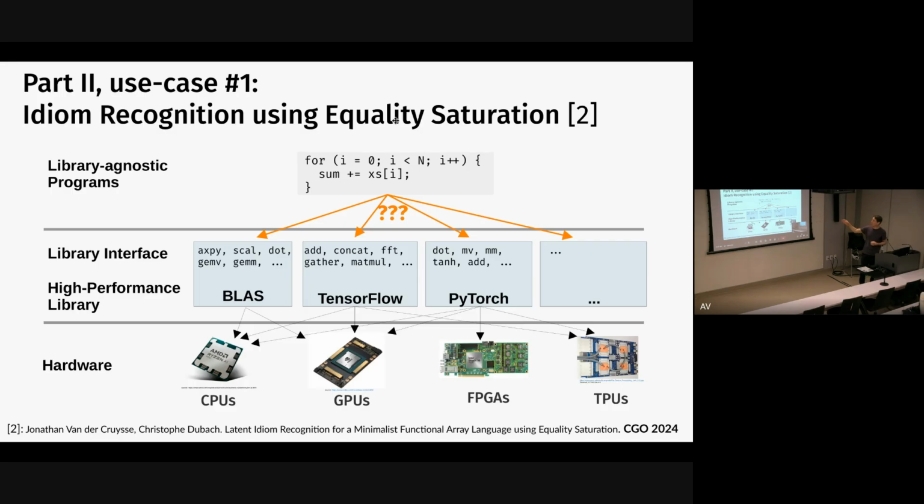Okay, or perhaps they use one interface, they use a BLAS interface, but you're trying to target TensorFlow or PyTorch, because perhaps PyTorch and TensorFlow can target your TPU, but not BLAS, or vice versa. So how do you go from something that does not use this library interface to a program that actually makes use of it automatically? And this is what we're going to see, how we do that with equality saturation.